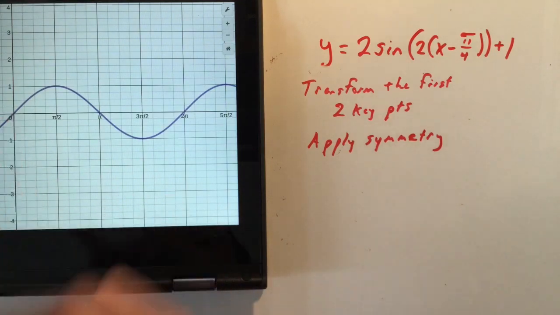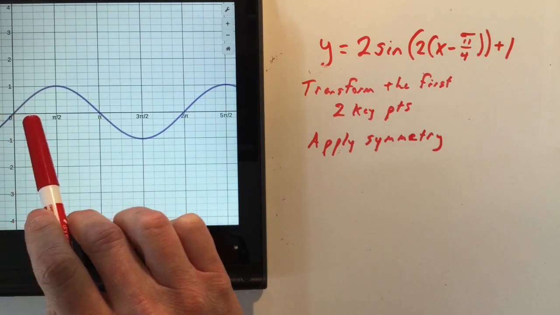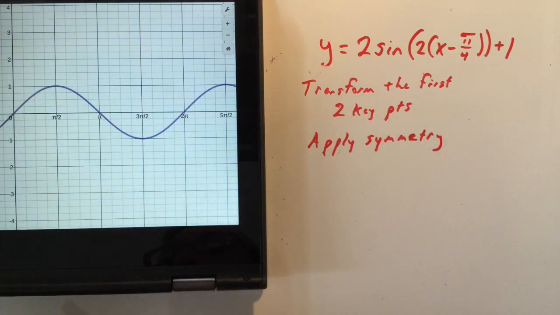So we start with that point of inflection, and the great thing about the point of inflection being located at the origin is it is affected neither by vertical stretches or horizontal stretches or compressions, nor by vertical or horizontal reflections. So the only thing that will affect that point of inflection is a translation. So immediately we can take that point right there and just go pi fourths right and up 1, and that becomes our first point.